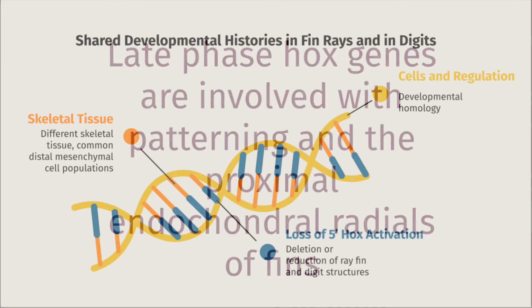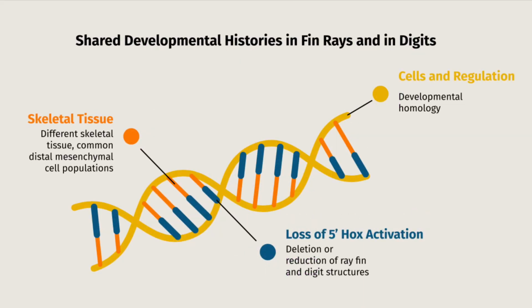This led them to the conclusion that the late Hox genes are involved with the patterning of proximal endochondral radials of fin formation. So coming back to those shared developmental histories, even though the skeletal tissues that make up these structures are different, there is similar late phase expression of those Hox genes driven by a shared regulatory structure. So that points to a developmental homology, and they show that through the loss of 5' Hox activation.